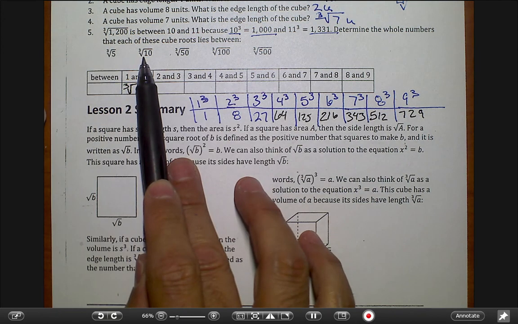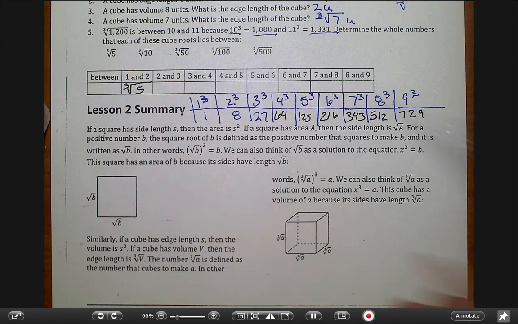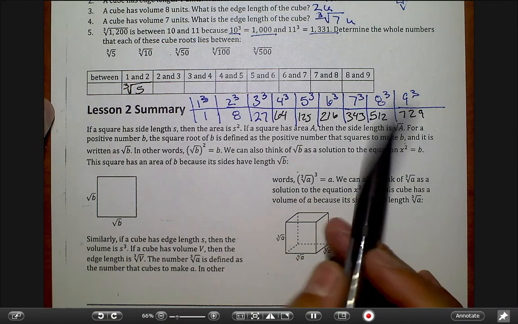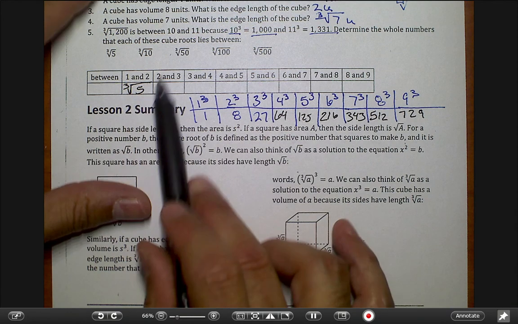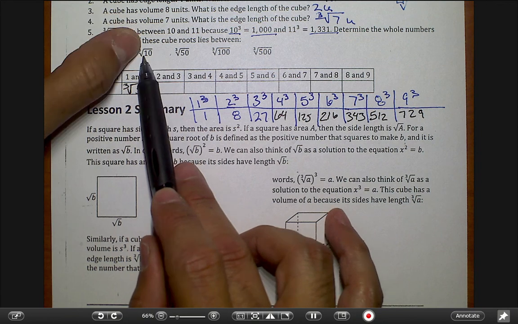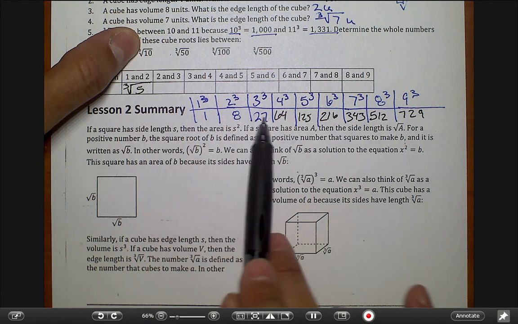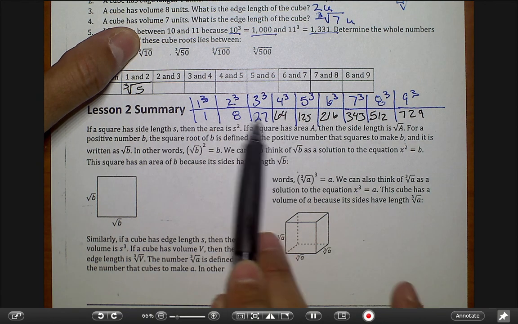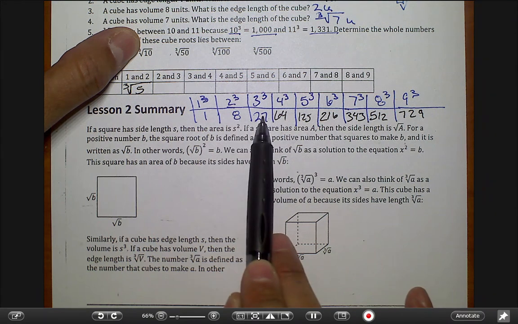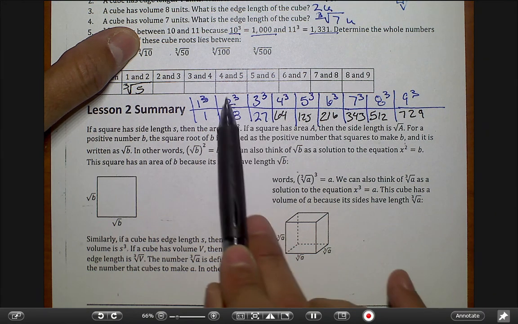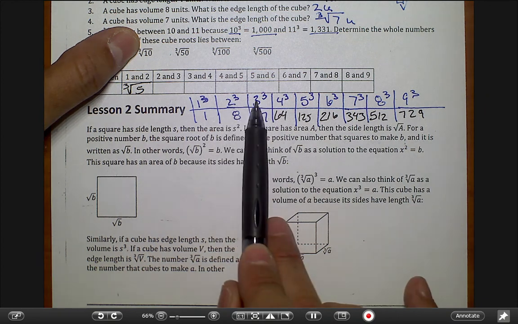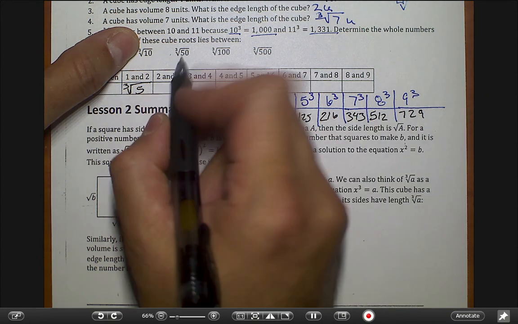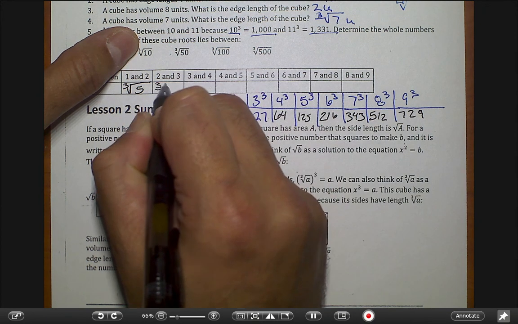Cube root of 10. What's that between? 8 and 27, right? Cube root of 10 is between 8 and 27, isn't it? If it's between 8 and 27, then my answer should be 2 point something. So it should be between 2 and 3. Okay, so I'm going to put that right there. So that's cube root of 10.